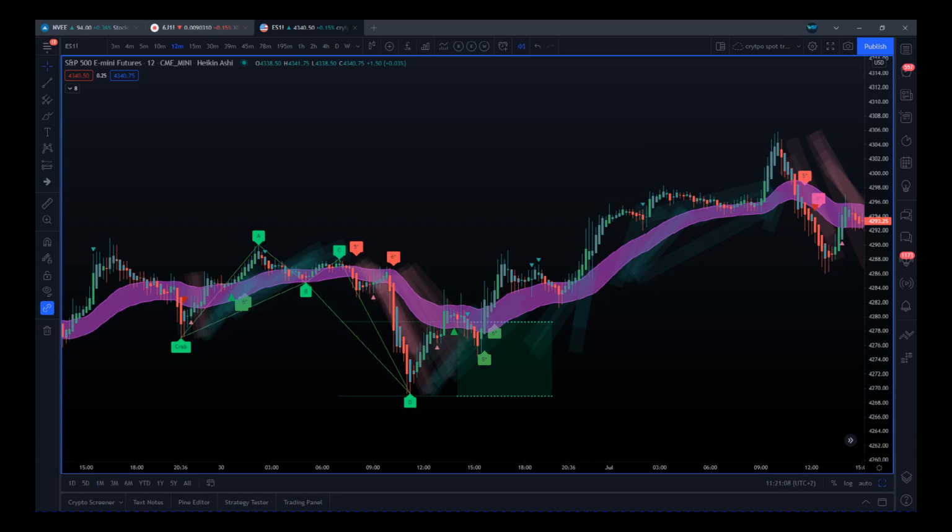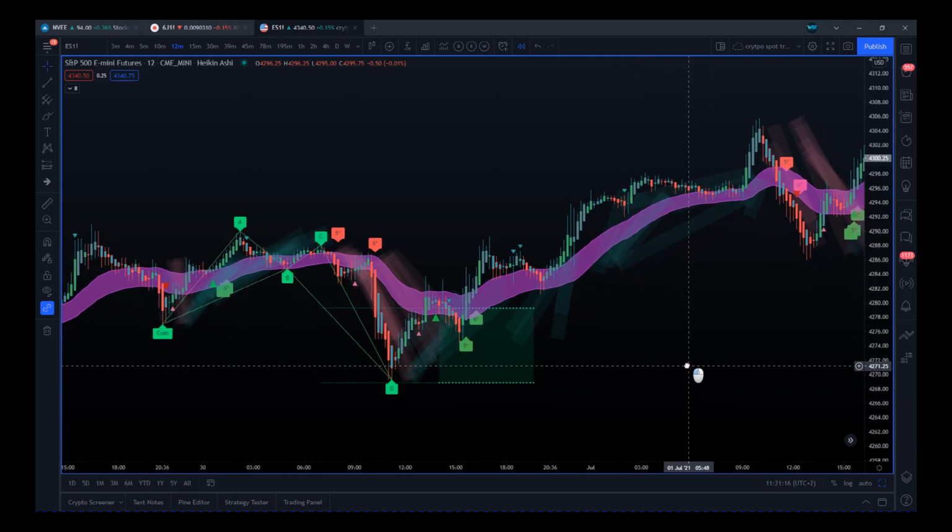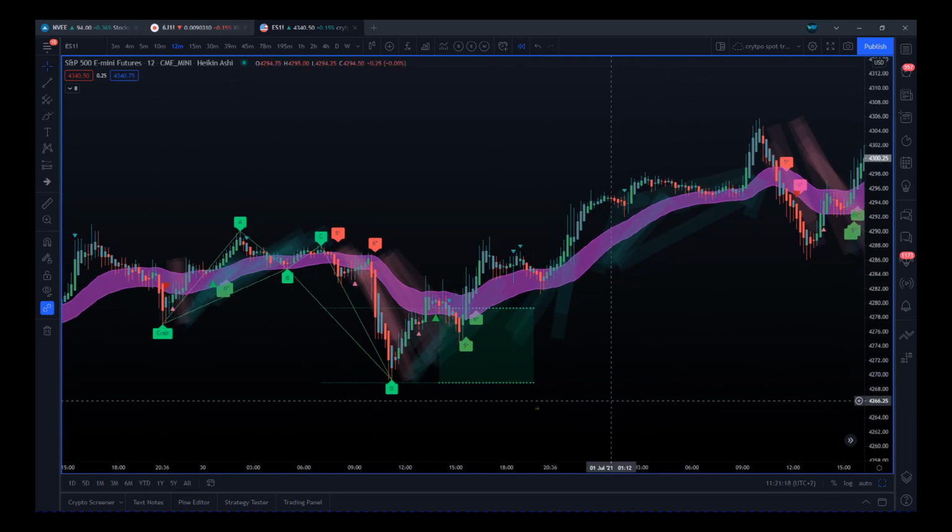So this is E-mini futures on the 12-minute, one of my favourite time frames. And I just want to go through three or four trade setups, move along in time and talk about where the entry strategy should be, where the stop losses should be, and how to manage the trade.